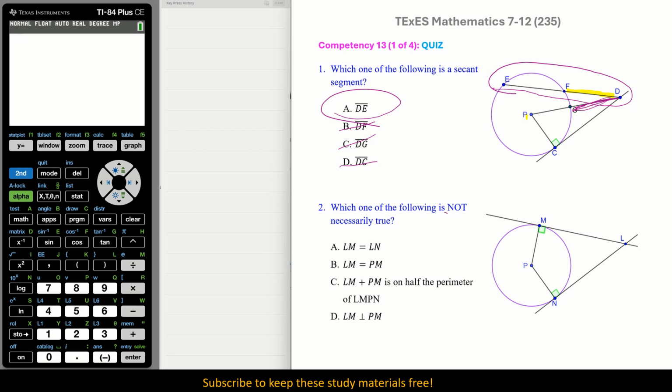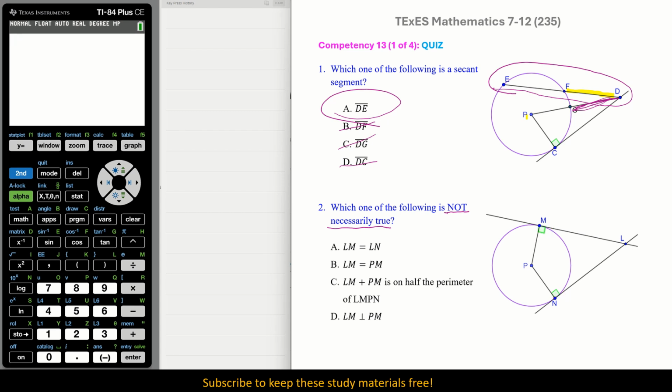Which one of the following is not necessarily true? They have given us a clue by giving us these 90 degrees. I've seen a question very similar to this, with a little more to it, on a practice test at the university. You will not be given that clue of the 90 degrees. That being said, these are tangent lines, LM and LN. So what do we really have here? Let me get rid of this so it doesn't confuse.